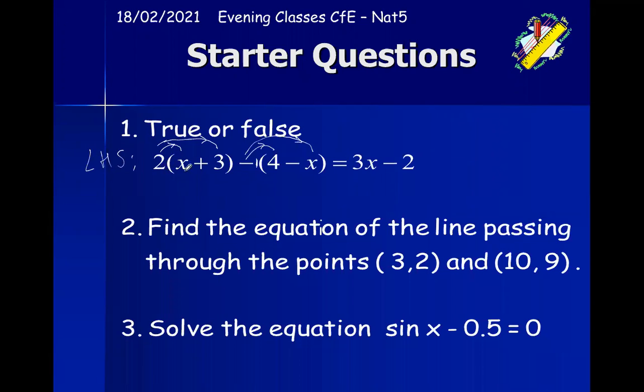The thing to remember is we need to multiply that factor with every number or factor or any element within the brackets. So I've got 2x plus 2 times 3, that's the bit that sometimes people miss, so that's 6. Here you've got what we call a silent 1, so negative 1 times 4 is negative 4. Negative 1 times negative x is plus x.